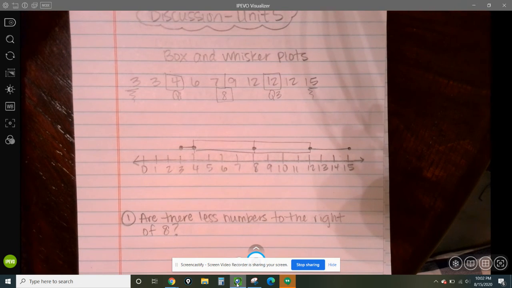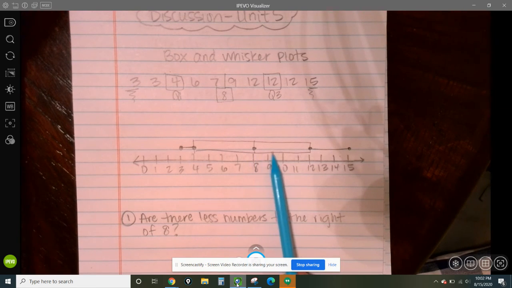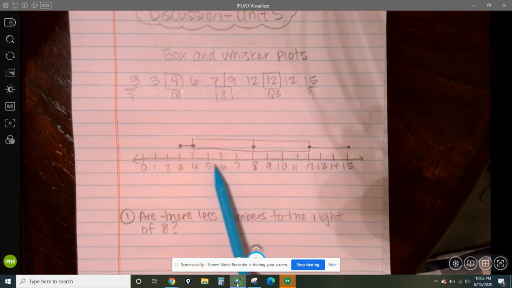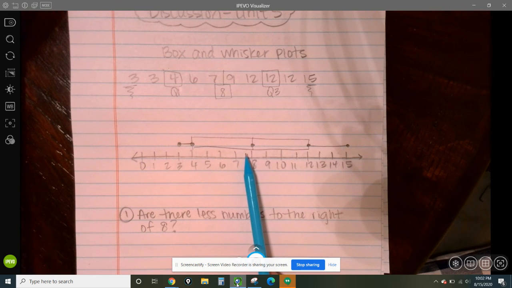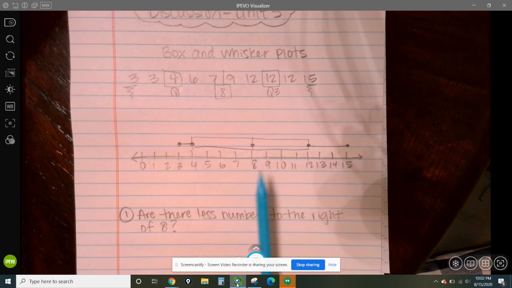So the question they ask you here is talking about, now that I'm looking at this, see how this side has more space. Like if you actually measured it from 8 to 15, there's 7 little units here. And on this side, from 8 to 3, there's only 5 units. So does that mean there's less numbers to the right of 8 or less numbers to the left of 8? Either way, they could ask this question. So the answer is no.